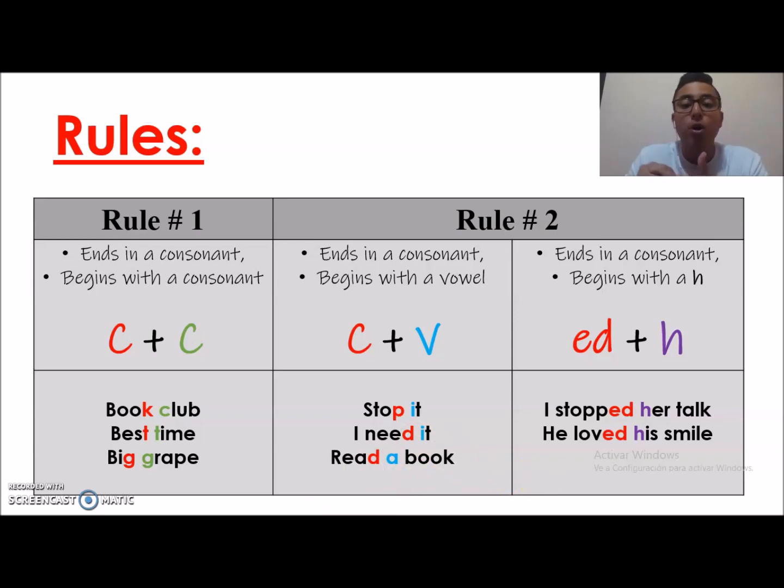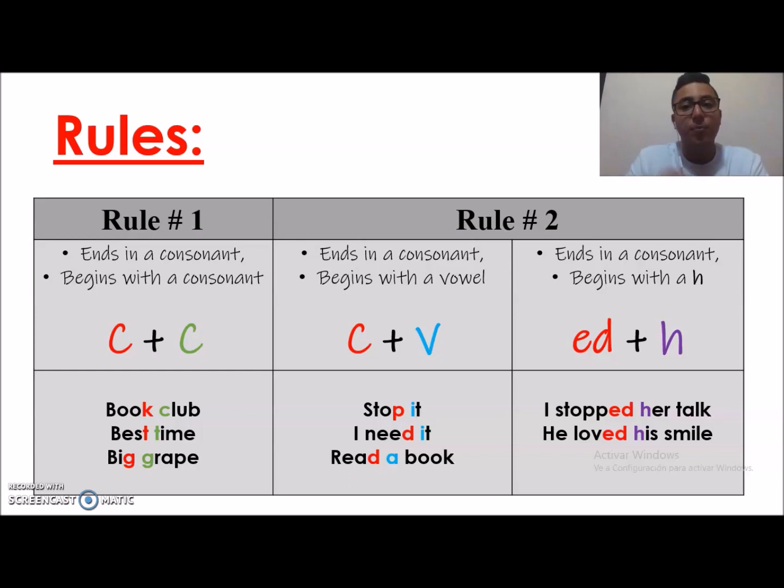Read a book. In here, if you pay attention, the D is in between vowel and vowel. That's why we are going to pronounce it as "read a." Read a book. Read a book. So stop it. I need it. Read a book. On the other hand, we have that the word ends in a consonant but begins with an H.